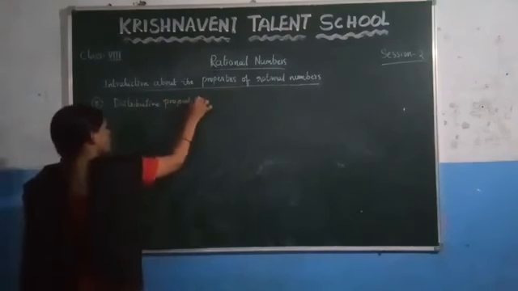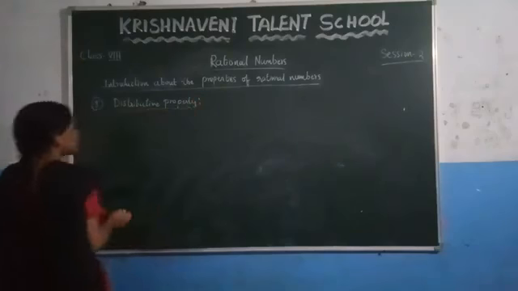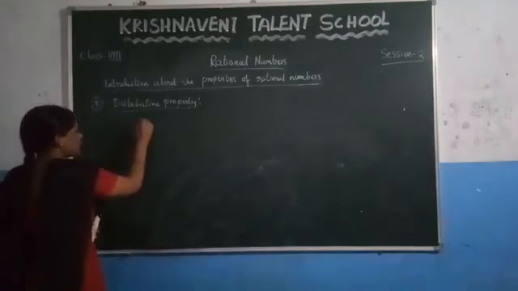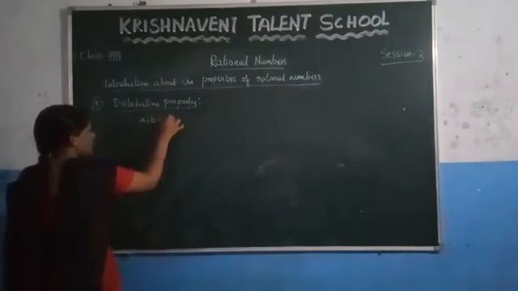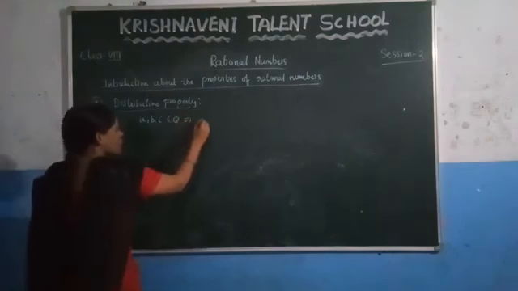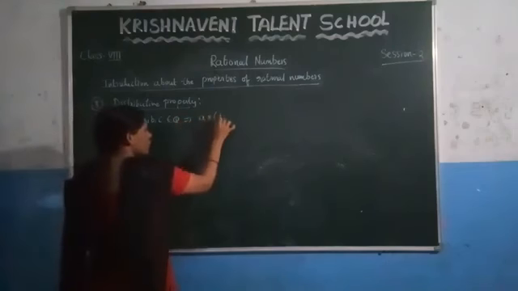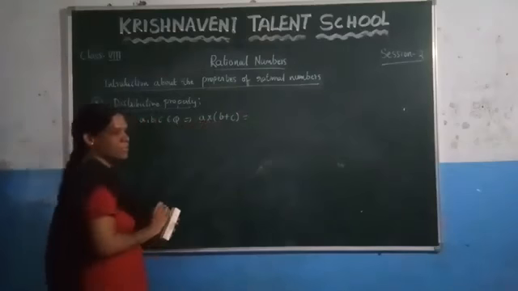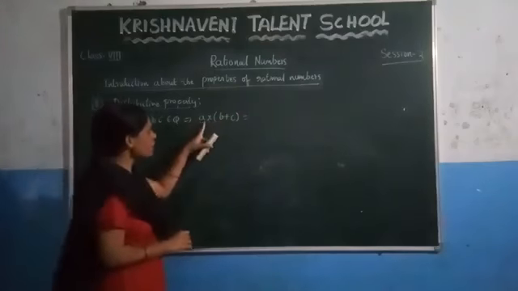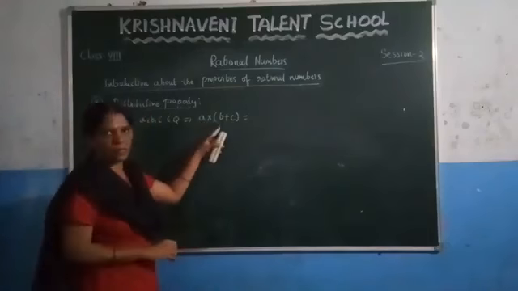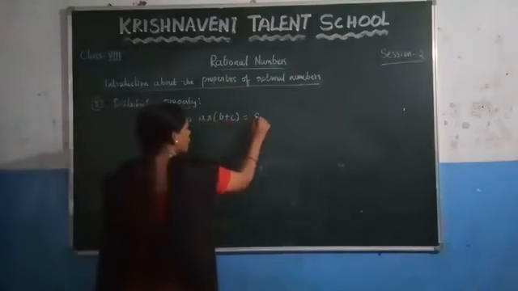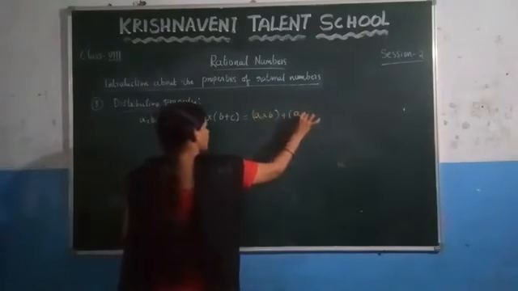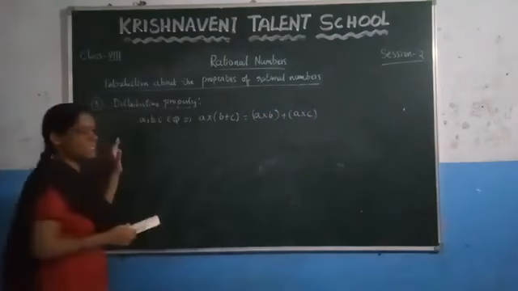What this distributive property says, the name itself says we are distributing one number to the given numbers. Here let us consider three rational numbers A, B, C. What this property says here, A into B plus C. Here we are distributing this A to both of these numbers. How we are distributing here? Just multiply A with both these numbers. What you are getting here, A into B plus A into C. This property we call it as a distributive property.